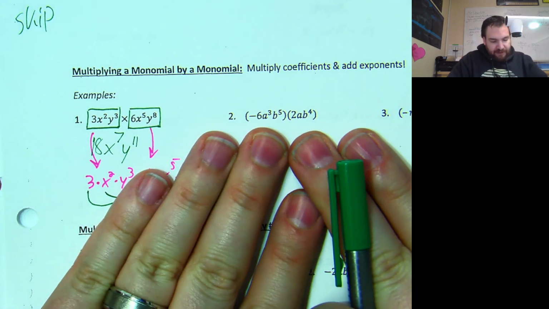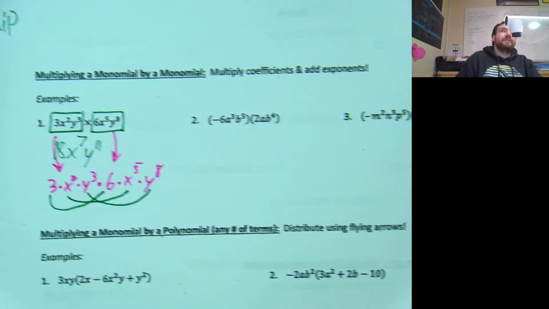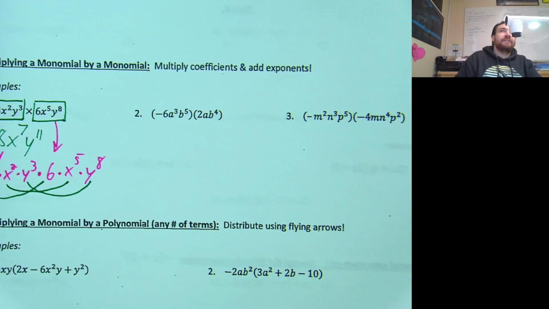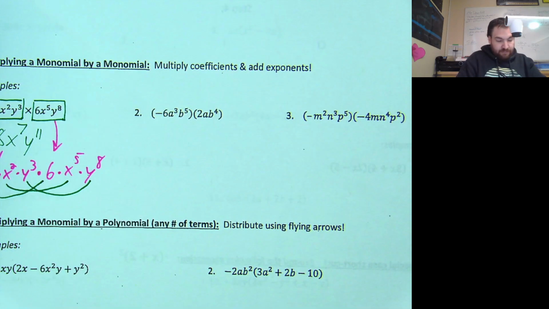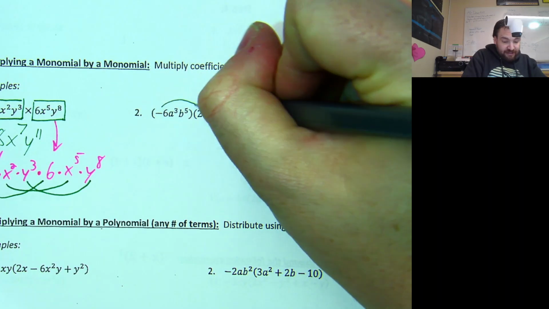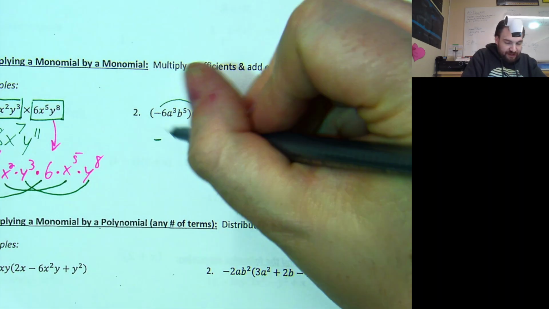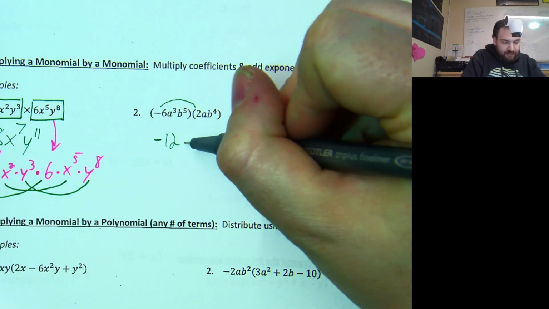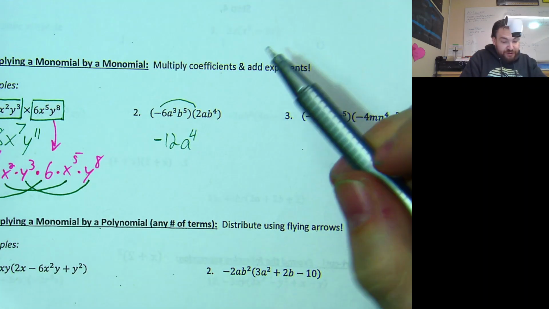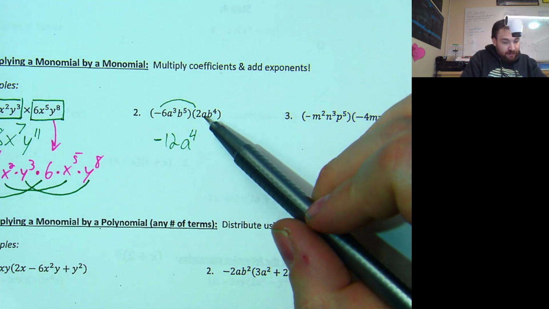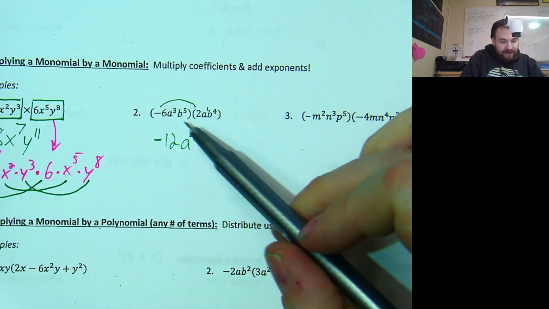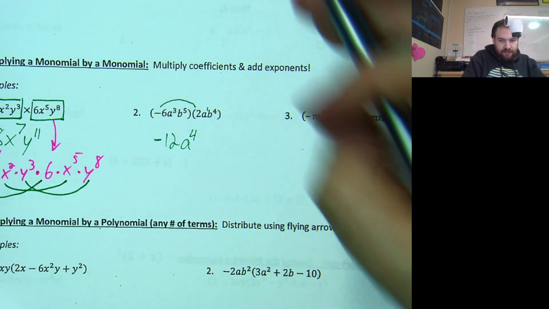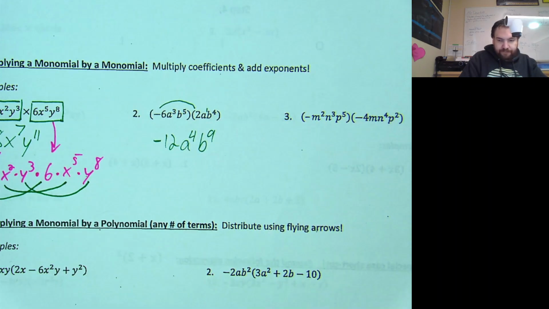Okay, so let's go back to here. Number 2. What's that thing going to look like then? The same thing. Okay, so the negative 6 and the 2 are going to multiply together. My coefficients is going to give me negative 12. Then my a to the 4, good, because if there's no exponent written, the exponent is a 1. Love that. And then b to the 5 and b to the 4 is going to give me b to the 9. Okay, cool.